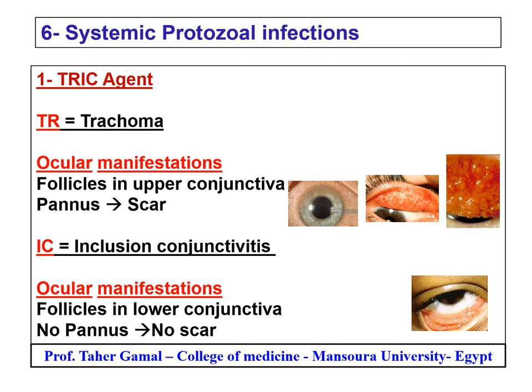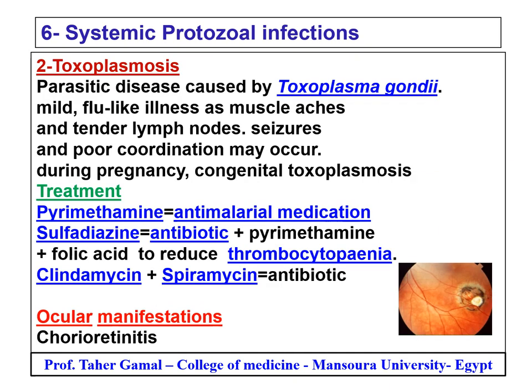Now we shift to another group, the systemic protozoal infections. The first is the TRIC agent: TR for trachoma, IC for inclusion conjunctivitis. In trachoma, the ocular manifestation is follicles in the upper conjunctiva and pannus leading to scar. In inclusion conjunctivitis, the ocular manifestation is follicles in the lower conjunctiva and no pannus and no scar. This is the difference between trachoma and inclusion conjunctivitis.